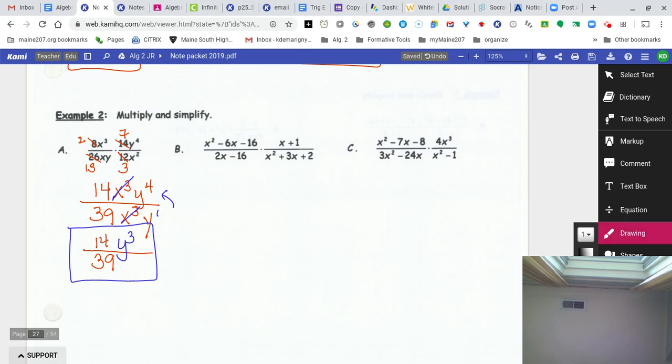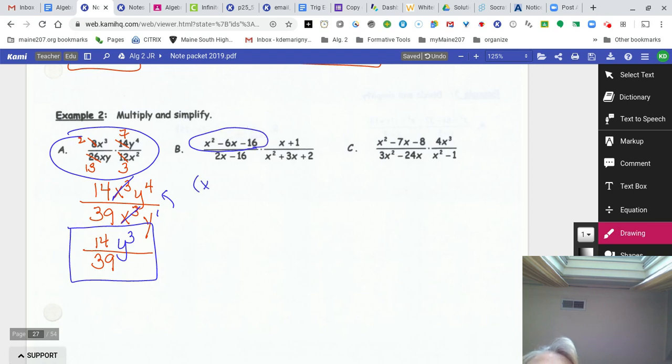All right, moving on. So when I get to example B, I see that I'm just not looking at numbers to cancel out. I'm going to have to factor it first. So these were all monomials. There's nothing that could have been factored. But when I get to letter B, I have to factor each part. So I'm going to factor this.